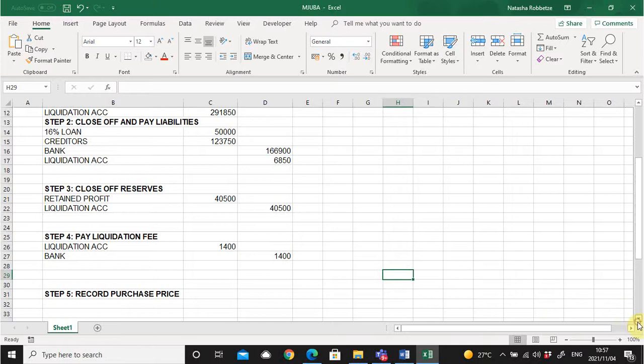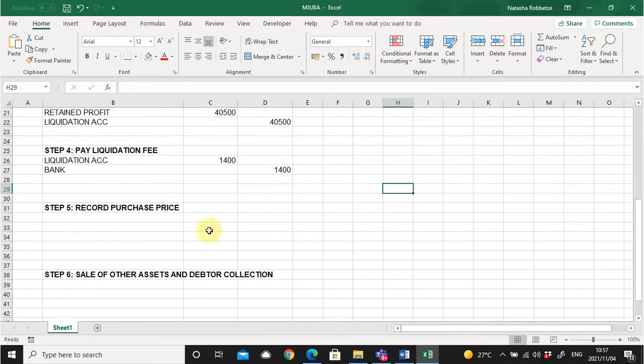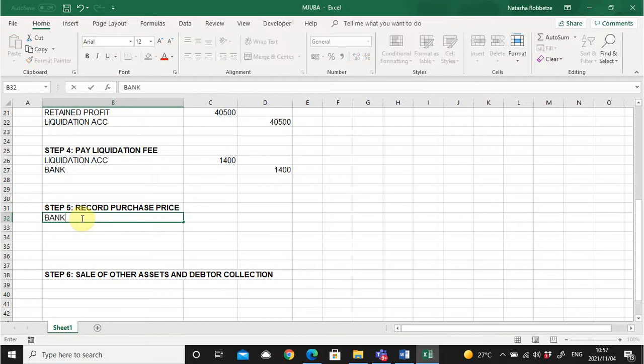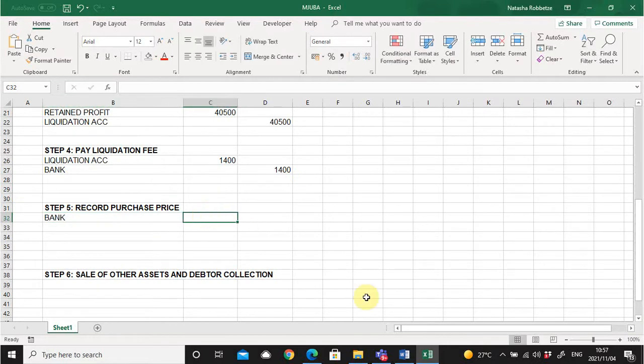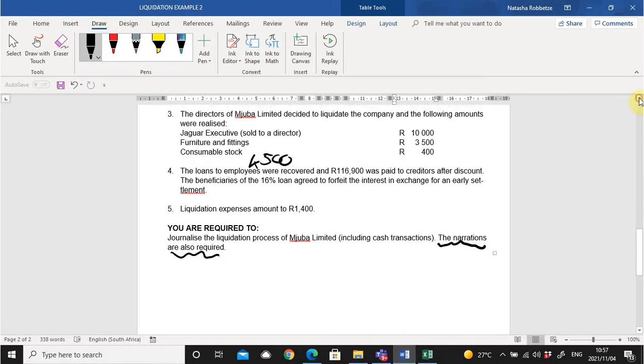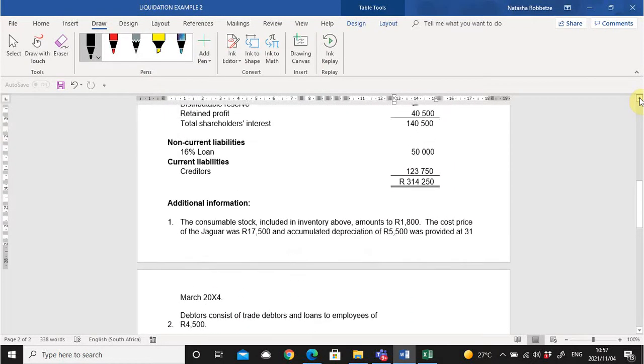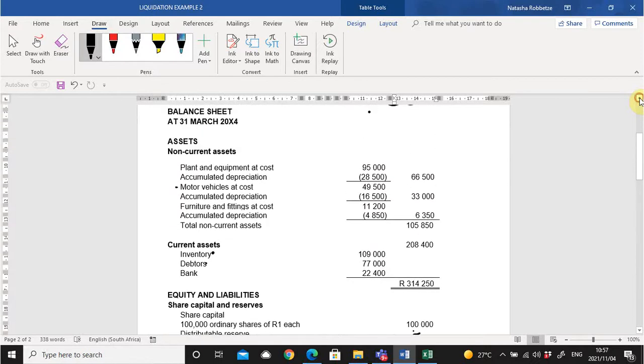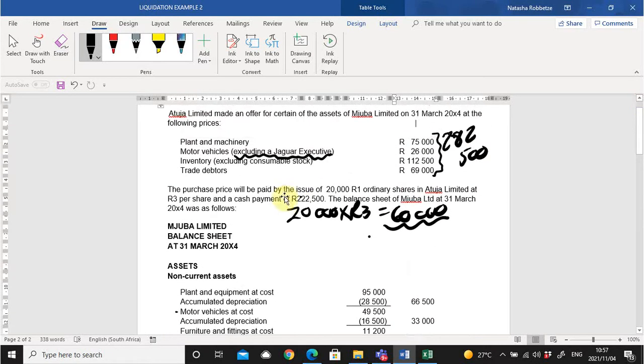Right, so far so good. Step 5, we need to record the purchase price. So what I know is that there's definitely some cash that we received. If I go back to the question, it was 222,500. Yes, the cash payment was 222,500.